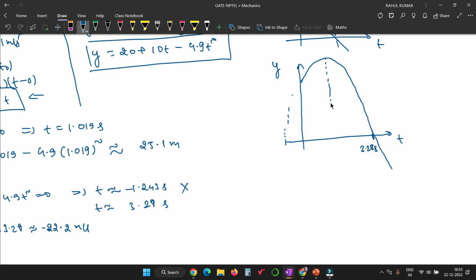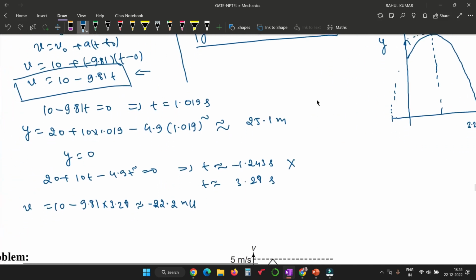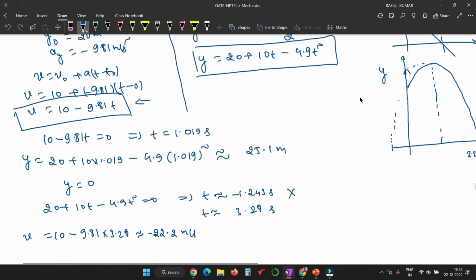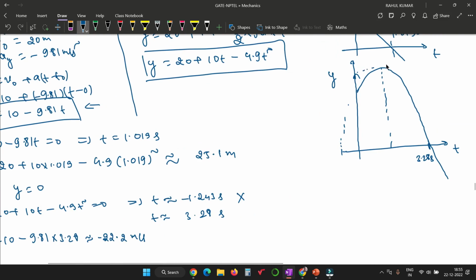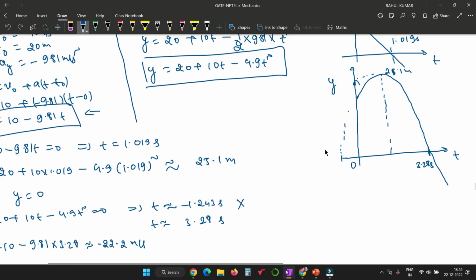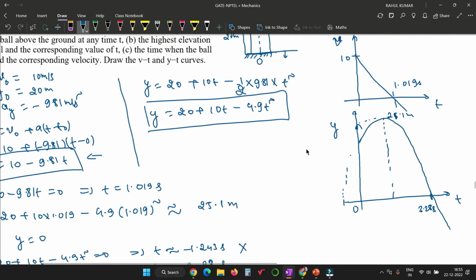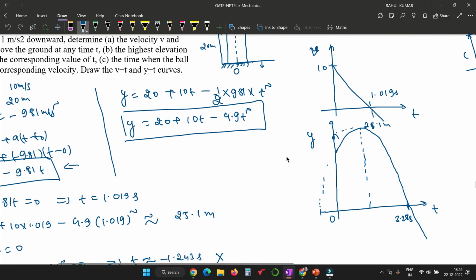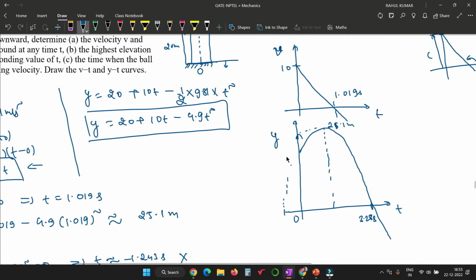And what is this value? We already got that. That is the maximum height, and that is 25.1 meter. Am I right or not? Tell me. So since the acceleration is in the negative direction, here it is concave downward. And I have already talked about it: when a is negative, then the graph will be concave downward.